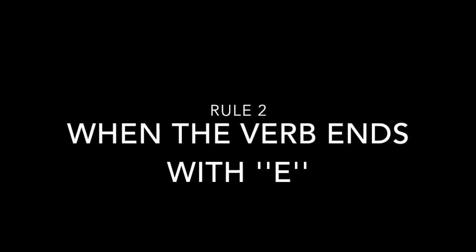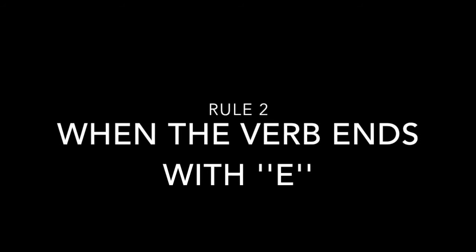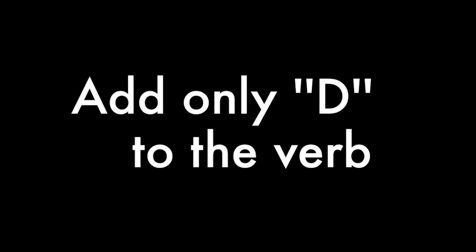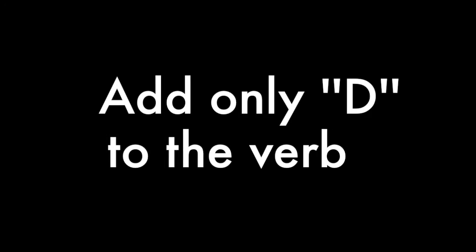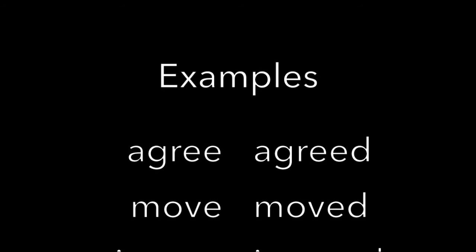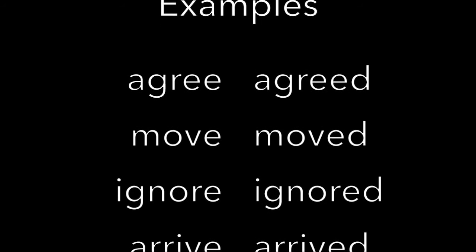Then we have rule number 2. When the verb ends with e, all you need to do is add d to the verb, so it becomes ed. Let's look at some examples together. The first verb that you have is agree. As you can see, the last letter is e, so all you need to do is add d to make it agreed in the past.